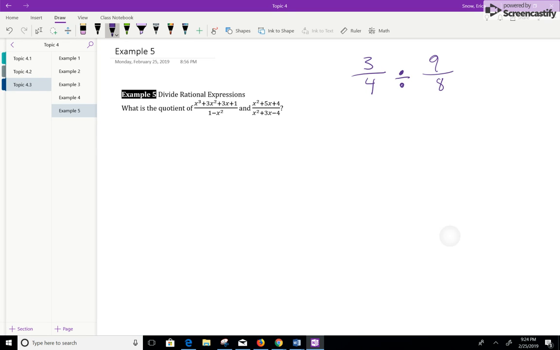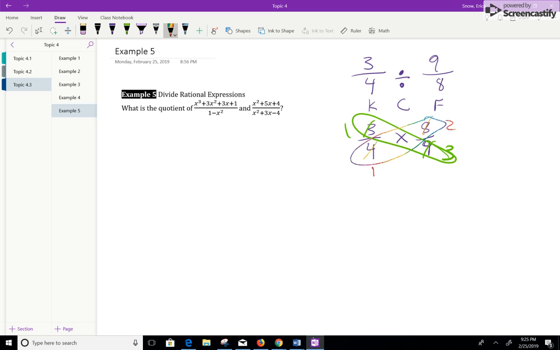When we're dividing fractions, we keep, change, flip. So we're going to have 3/4, change it to multiplication, and we flip this fraction. At which point we can then cross cancel. So that's 1, that's 3, that's 1, and that's 2. So we end up with 2/3 as our end point there.